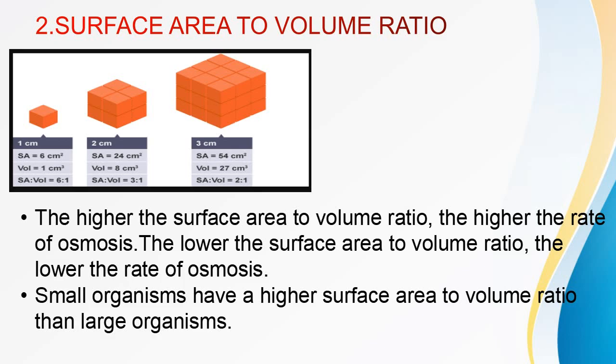So the higher the surface area to volume ratio, the higher the rate of osmosis, and the lower the surface area to volume ratio, the lower the rate of osmosis. And small organisms have a higher surface area to volume ratio than large organisms.